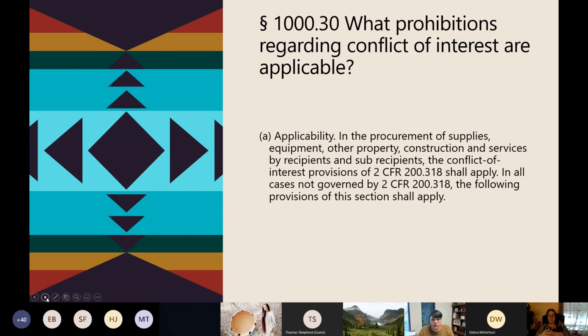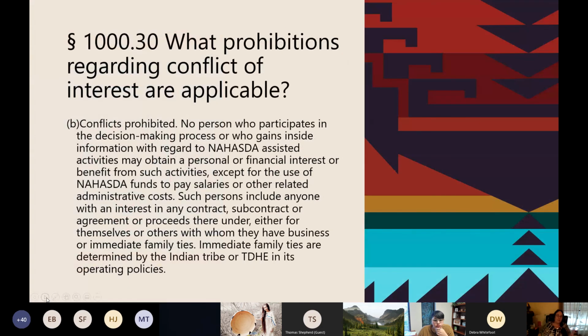1030, the prohibitions regarding conflict of interest, what are applicable? So applicability in the procurement of supplies, equipment, other property and construction services by your recipients and subrecipients. The provisions found under 200.318 shall apply. So that's where you would look. In all cases not governed by 318, the following provisions of this section would apply. Conflicts prohibited. Again, all the way back, and it's the same language over and over.